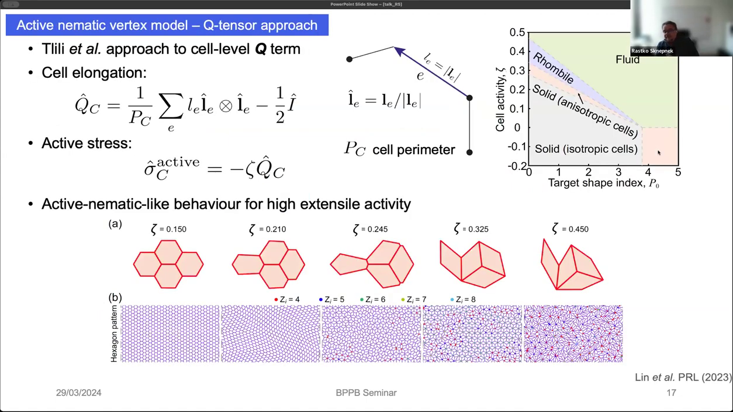And then one can introduce the activity in such a model by using the same logic with the Q tensors, where the Q tensor is the readout of the cell shape, defined like this. So essentially, you just go around the cell and construct the tensor by adding up the unit vectors that form the cell. And this was analyzed by Matthias Merkel and his collaborators, and this system has very interesting collective behavior.